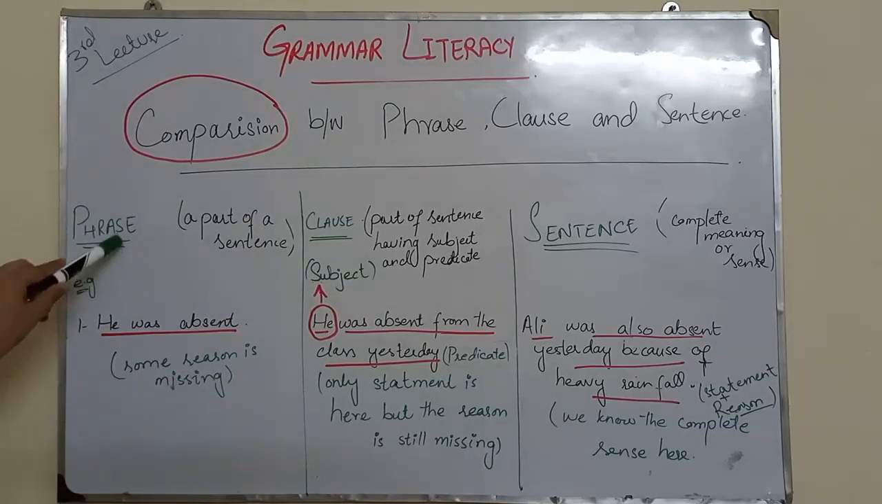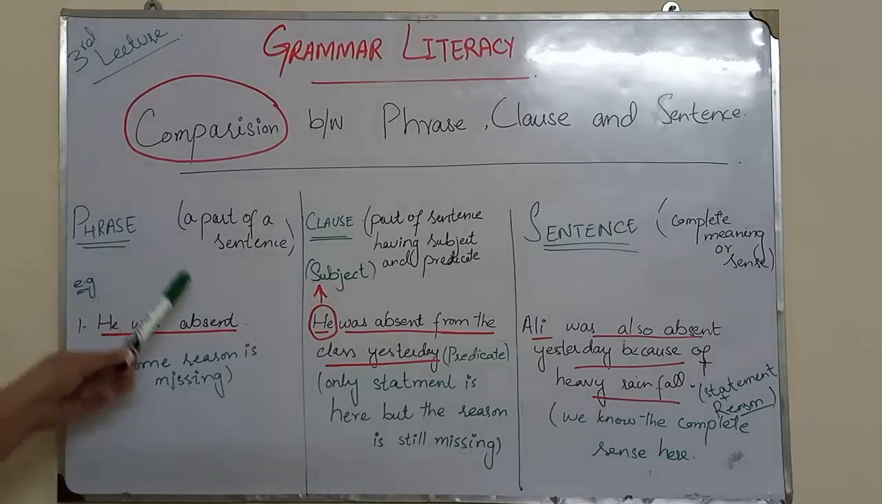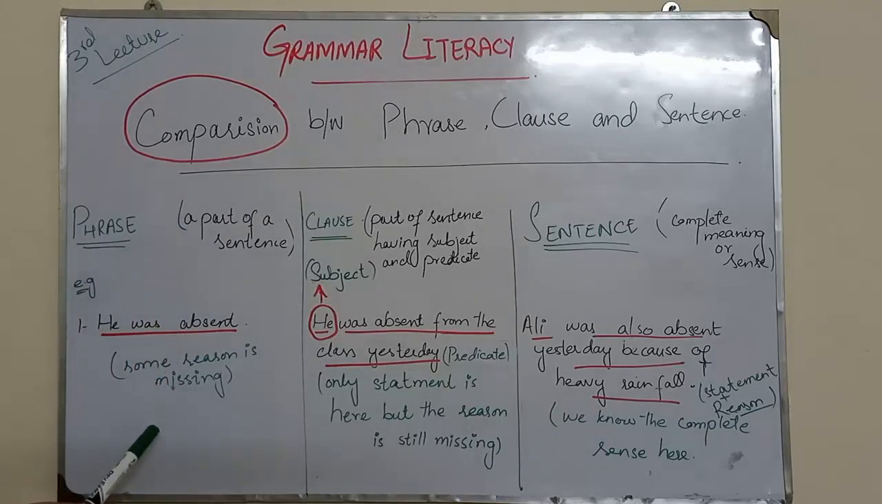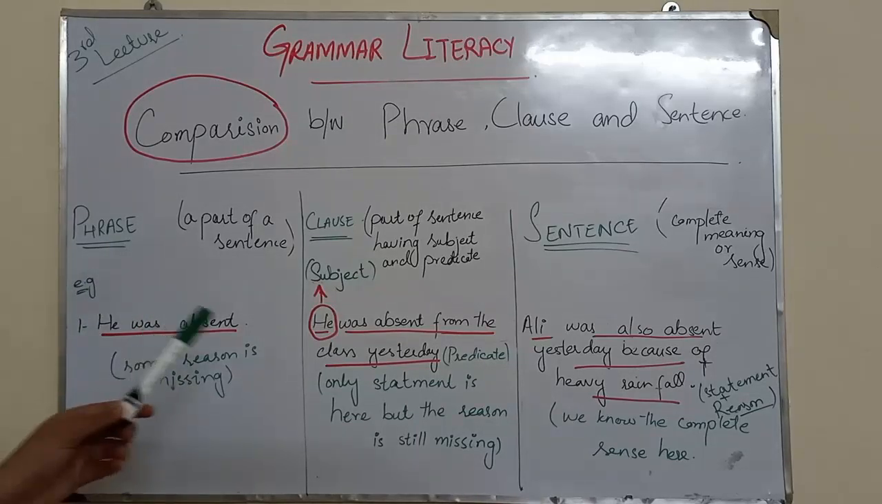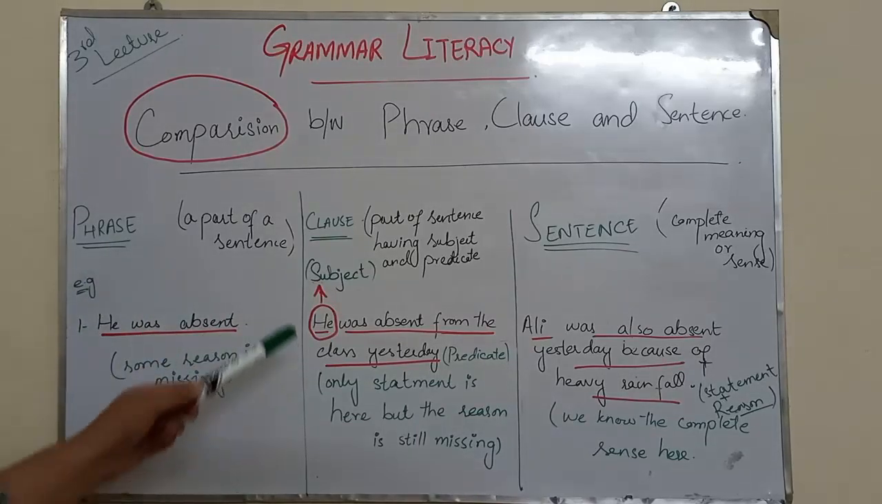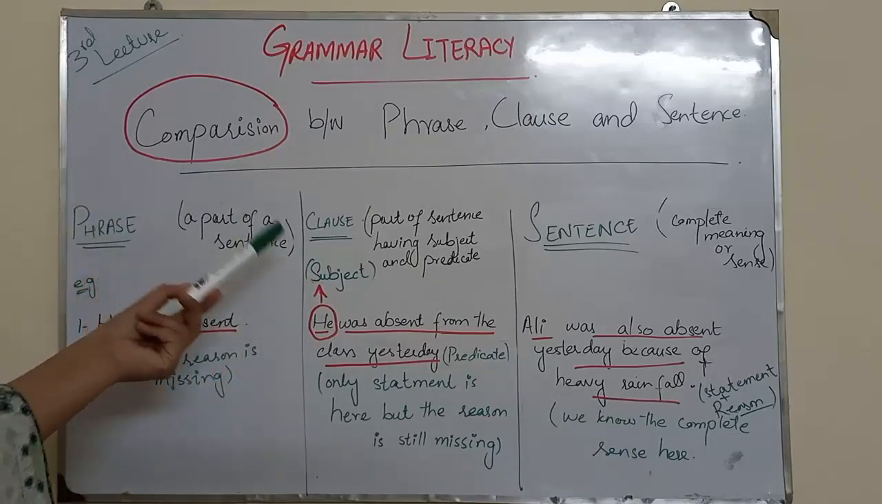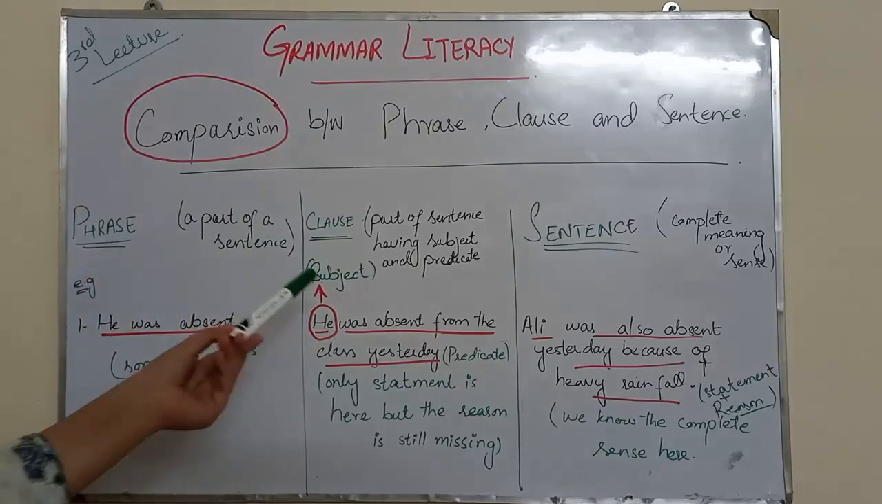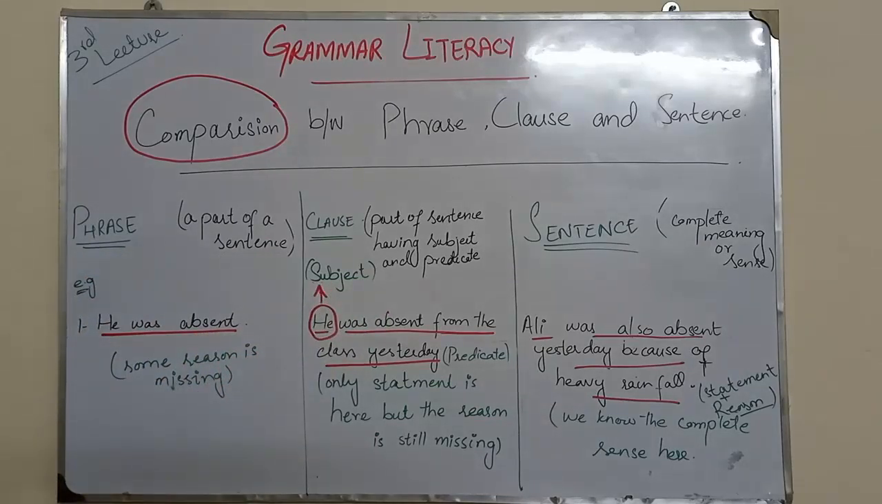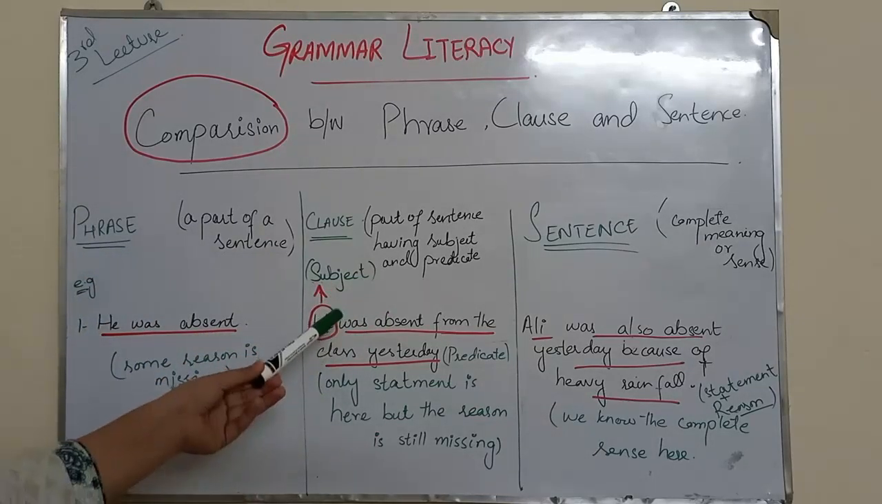First of all, there is a phrase. What we have discussed so far is that a phrase is a part of a sentence which conveys less meaning. It is a part of a sentence, but it conveys less meaning or less thought, something is missing in the phrase. What we have discussed about the clause is that it is a part of a sentence again, or it forms a sentence, and it has a subject and predicate as well, but something is still missing in the clause.